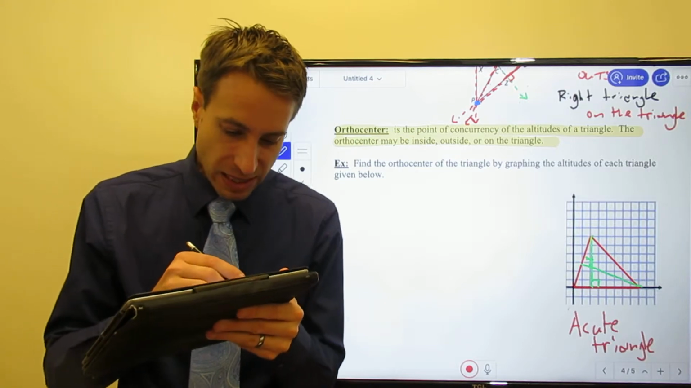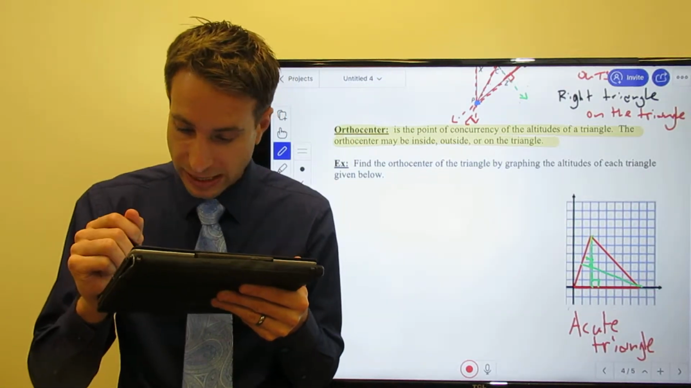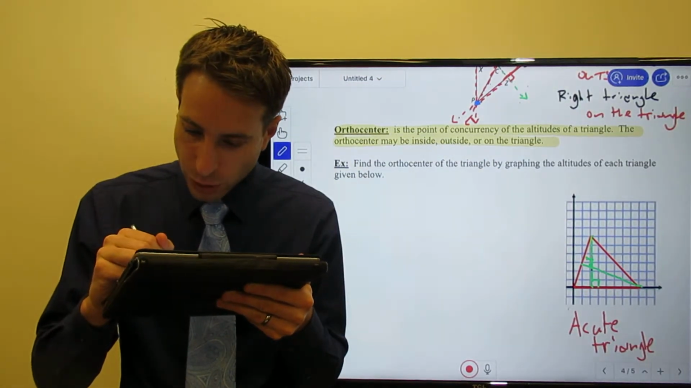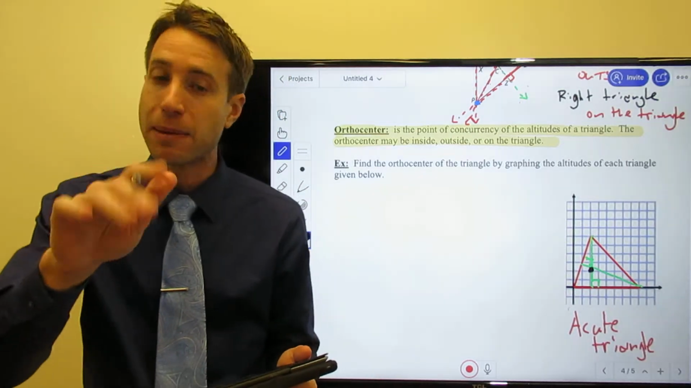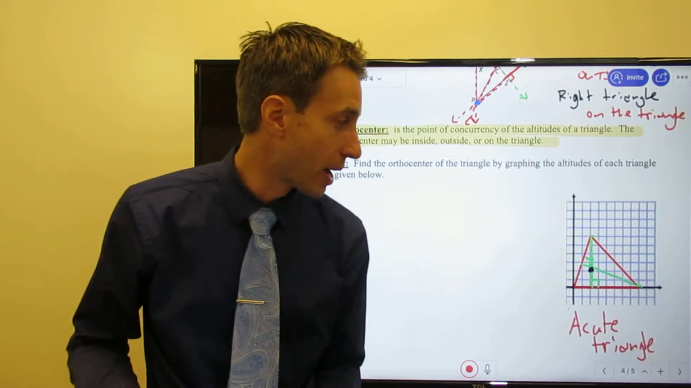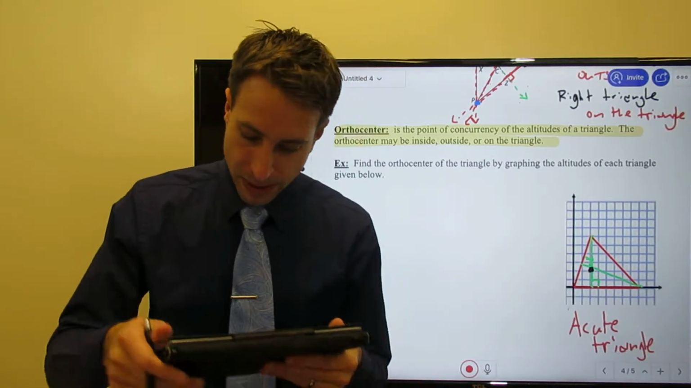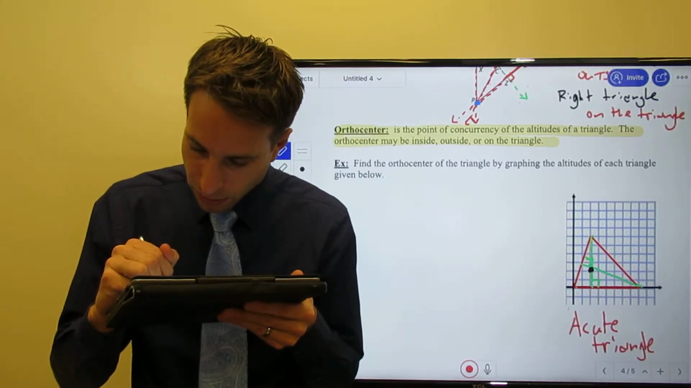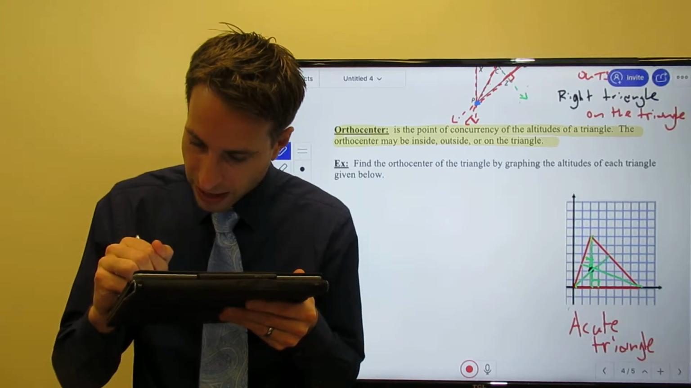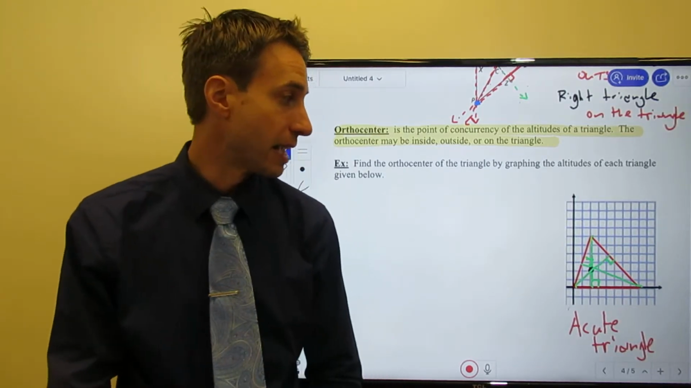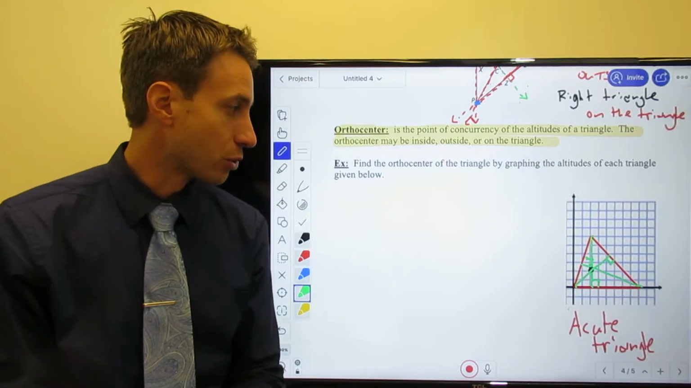And like we said, technically, you really only need to graph two of these in order to find it, but we'll go ahead and do the third one anyway, because we can. I need to go from the vertex to the opposite side, making sure that it is perpendicular, and sure enough, hey, that looks pretty good to me. So for freehanding these, I'm actually really happy with that.